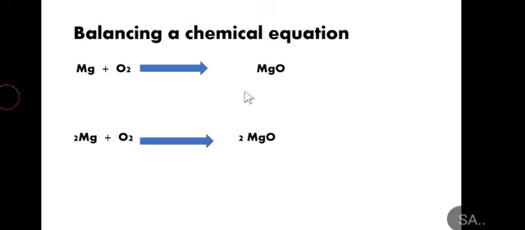So how will you balance it? If you put 2 with Mg here, while oxygen gas stays the same, and at the product side we add 2, then it will balance the equation: 2 magnesium here, 2 magnesium here, 2 oxygen here, and 2 oxygen here. So this is how you balance a chemical equation.